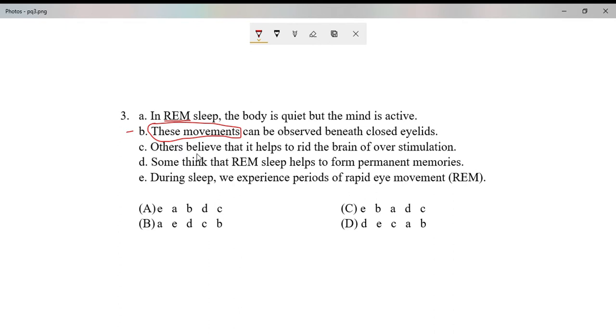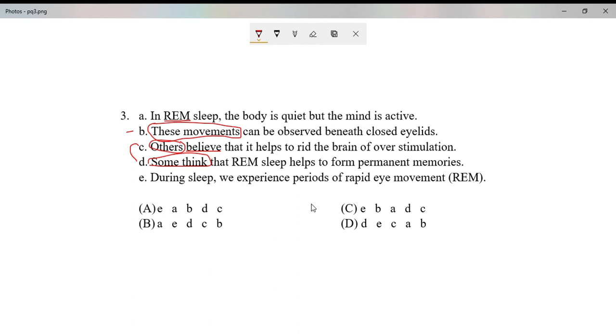Others believe that it helps to rid the brain of overstimulation. So the reference word that I'm looking at is others. Others believe, so that means that a belief of some kind has to be introduced before this. Some people believe this, others believe this. And then, sure enough, there is something over here: some think that REM sleep helps to form permanent memories, and then others believe. So these two are linked together. Okay, let me read my last sentence. During sleep, we experience periods of rapid eye movement, or REM.